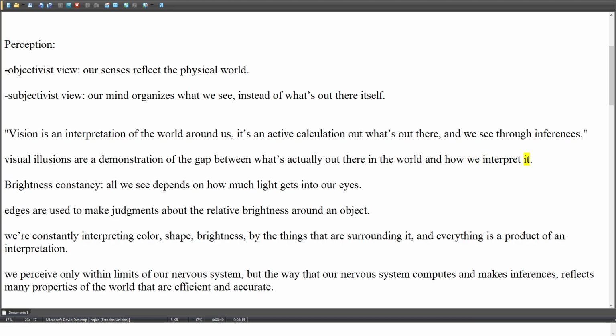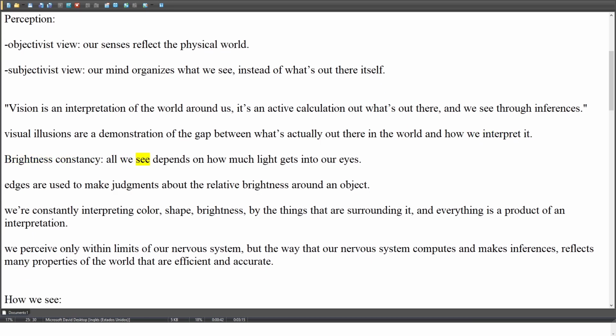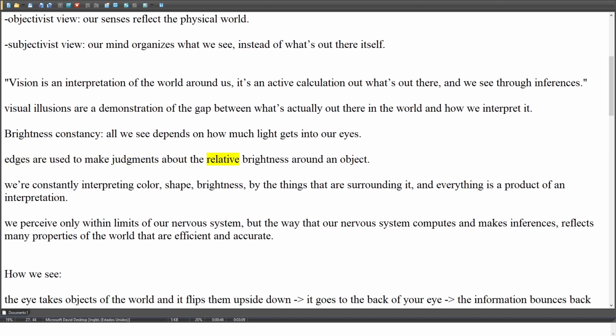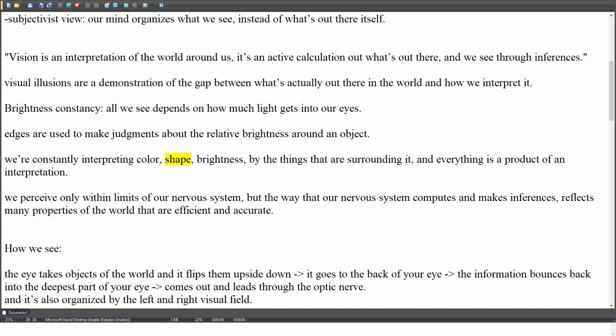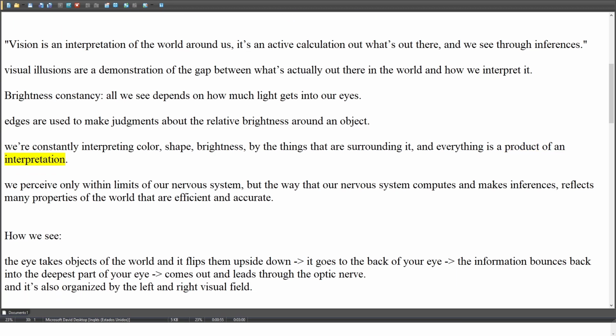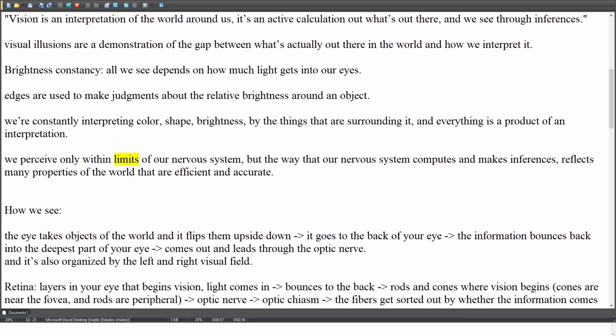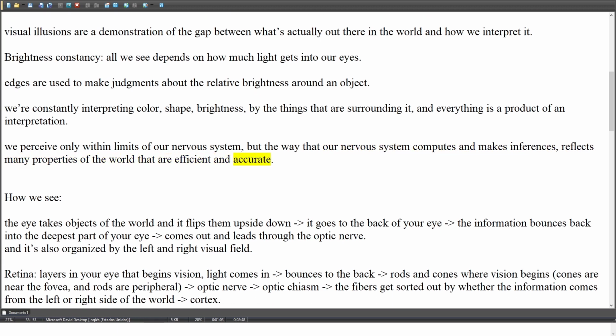Brightness constancy: all we see depends on how much light gets into our eyes. Edges are used to make judgments about the relative brightness around an object. We're constantly interpreting color, shape, and brightness by the things that are surrounding it, and everything is a product of an interpretation. We perceive only within the limits of our nervous system, but the way that our nervous system computes and makes inferences reflects many properties of the world that are efficient and accurate.